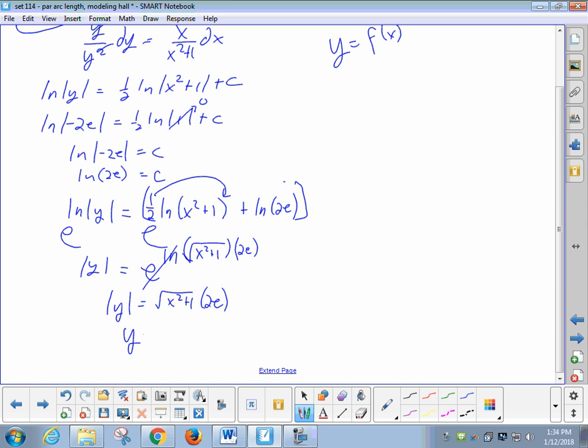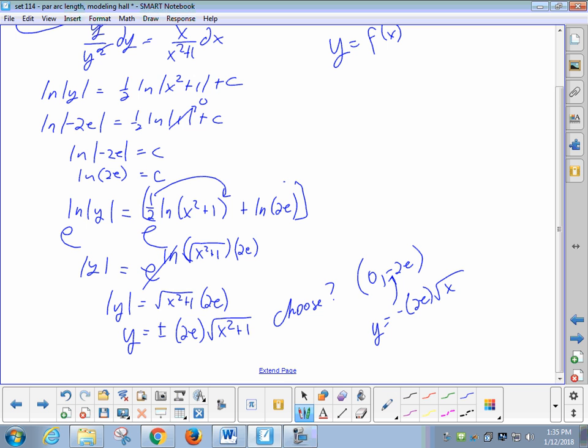Plus or minus. If I leave it plus or minus, is it really a function that yields a value for any x? It is not. So I need to choose. How do I choose? You go based on the point. In order to make y equal negative 2e at x equals 0, what has to be out there? A 0, a positive, or a negative? Negative. It has to be. Does that make sense? Yeah.